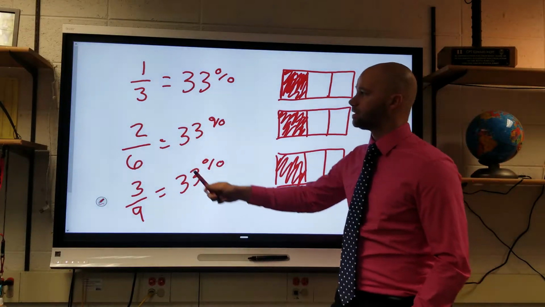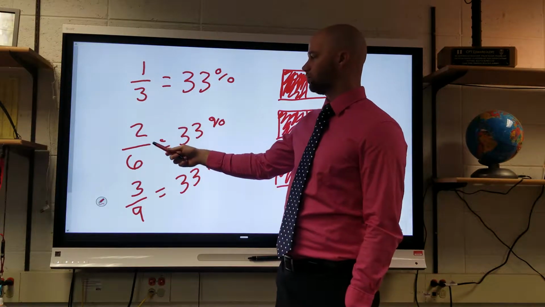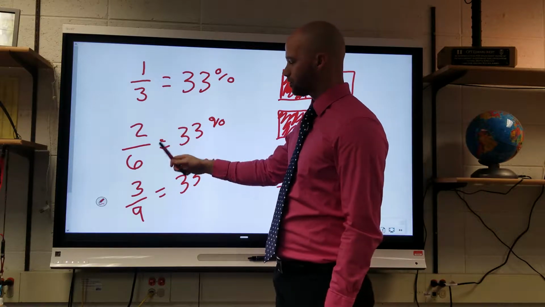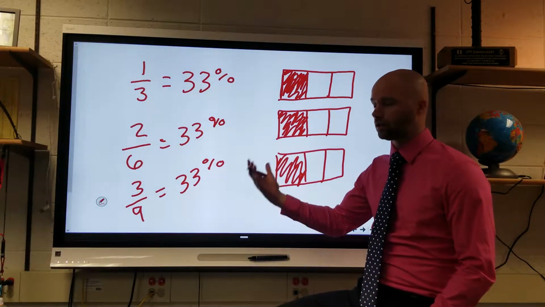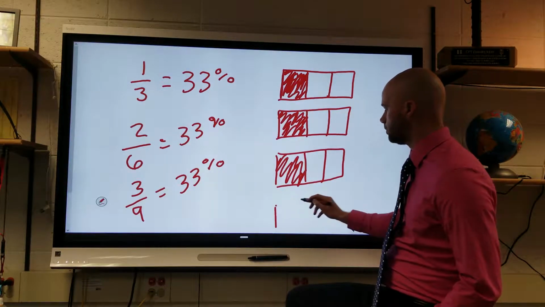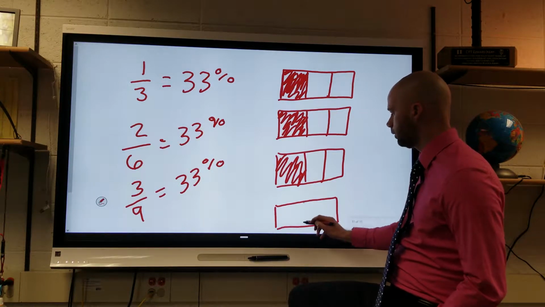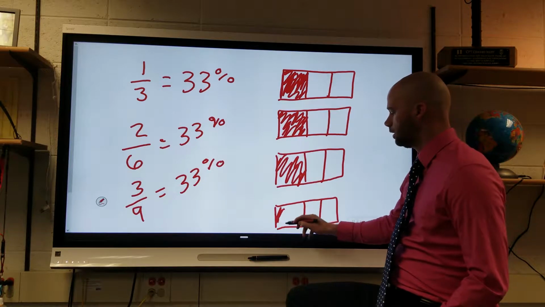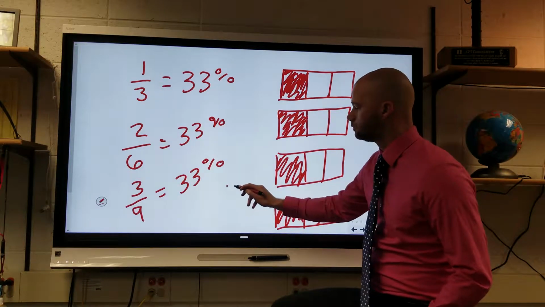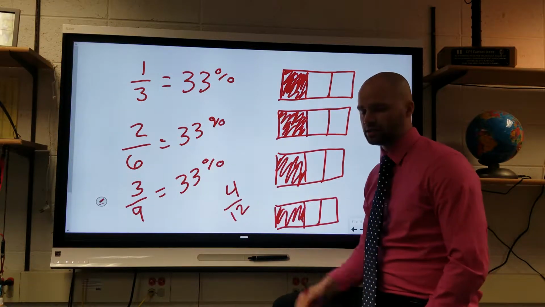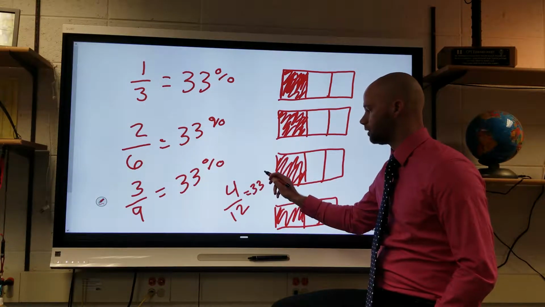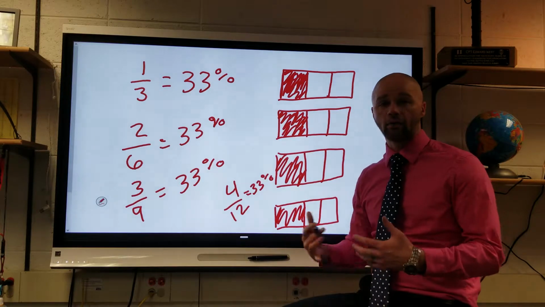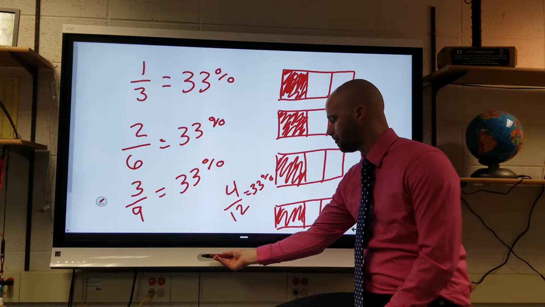So what that means is that 1/3 is equal to 2/6, which is also equal to 3/9. And we can keep going like that. If I was up 3 more times, I would get 1 more hit. And now I have 4 out of 12 times I get a hit. And again, it still equals 33%. So that's kind of how we get equivalent fractions.